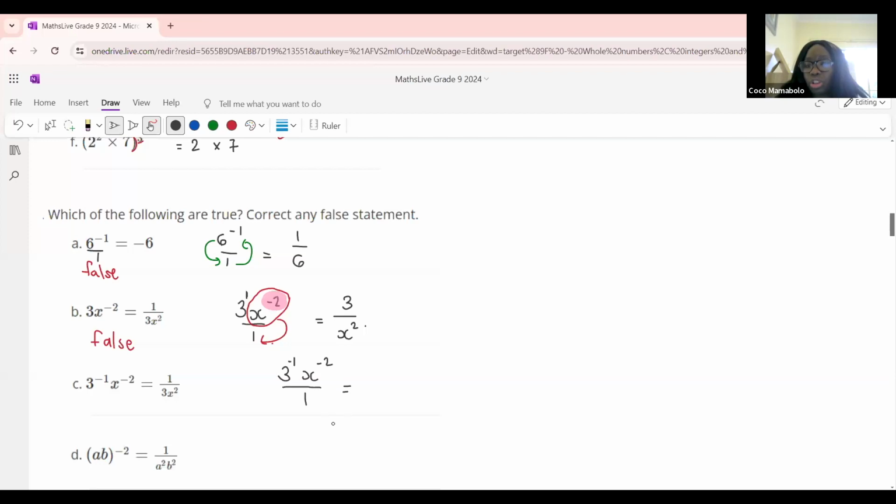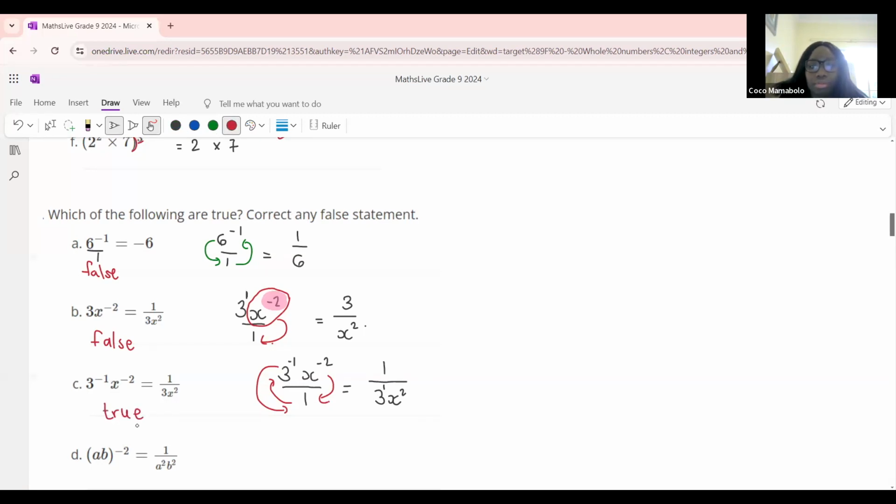Which one must go to the denominator? Yes, Oratile, correct. Both must go to the denominator because they're both negative. So the 1 must come up, and the x squared must come down, and the 3 must also come down. So now that becomes 1 over 3 to the power of 1, x to the power of 2, which is indeed 3x squared.